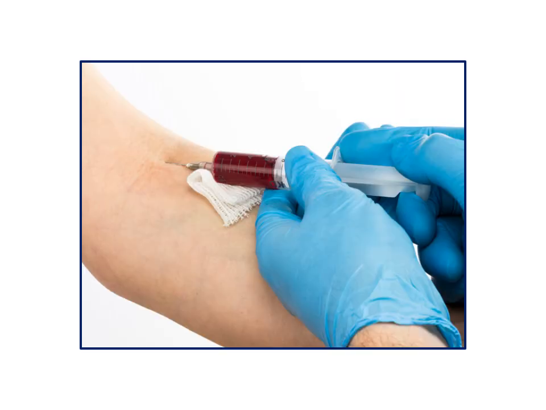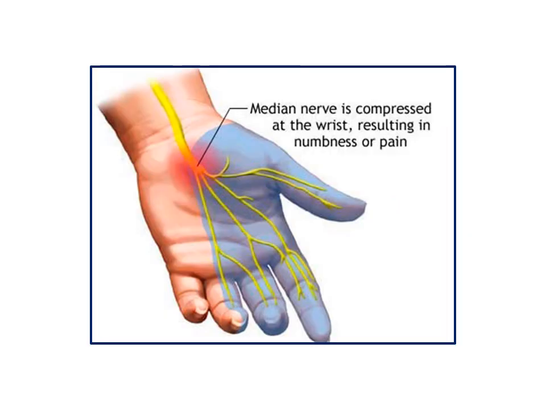This is an image of venipuncture. This is done in taking blood samples from the median cubital vein. Remember, the median cubital vein is one of the structures of the roof of the cubital fossa, and as a result, venipuncture typically occurs at the cubital fossa. This is an image showing us carpal tunnel syndrome. This is what happens when there's a compression of the median nerve as it passes through the carpal tunnel.